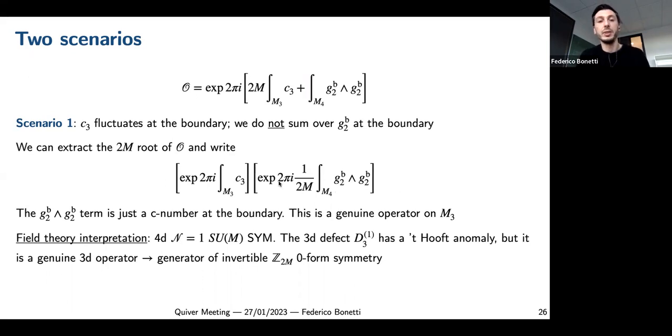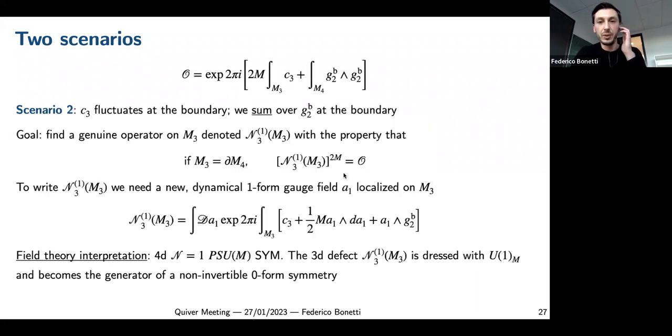And this might ring a bell. This is precisely the analog of the defect that we had in one of the first slides that was just dressed with this anomaly, the Pontryagin B term. This is the same. This is still a genuine operator in 3D that happens to have an anomaly. So in other words, we're discussing the case of the SU theory, where we have a vanilla invertible zero-form symmetry. But now let's see what happens instead if we choose other boundary conditions, and if we sum over G2.